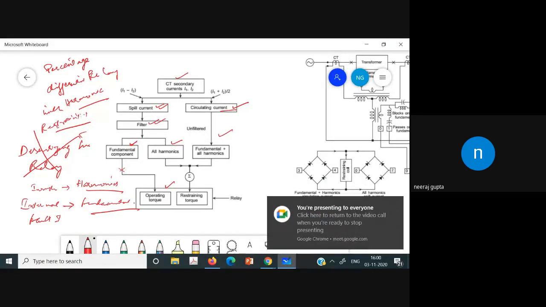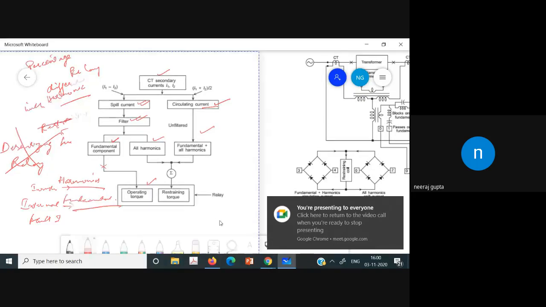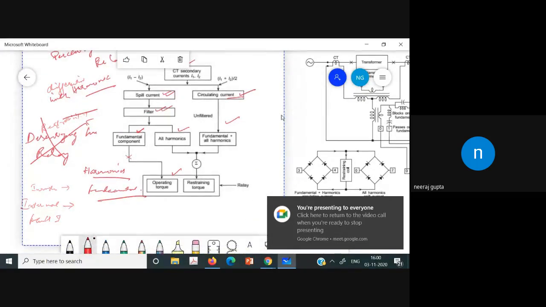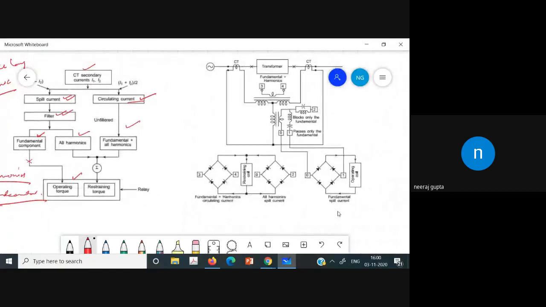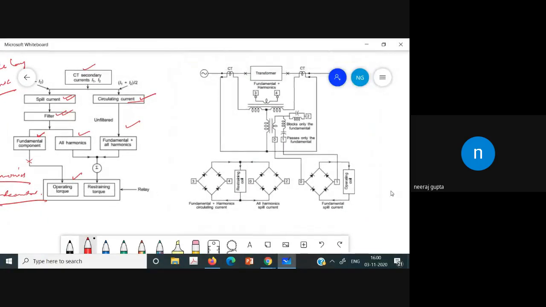Now, this scheme is implemented by this diagram. This is implemented here. Like we will have 0 and 1, 0 and 1, these are connected here. So if it has the fundamental component, then it is connected to this spill coil, then the operating torque would be there. Otherwise, then we will have 0 to 2.